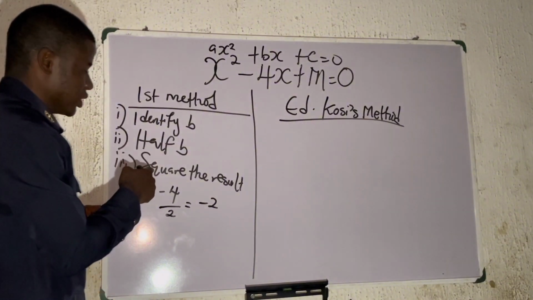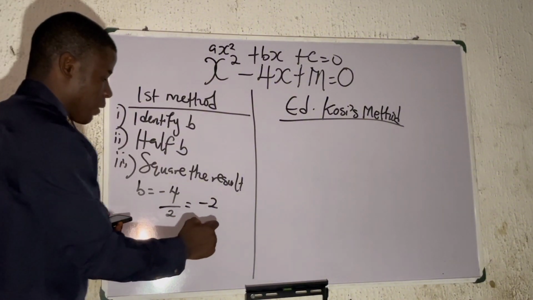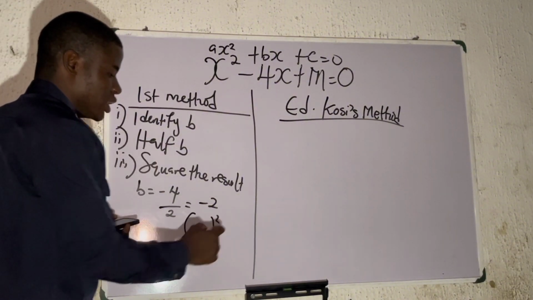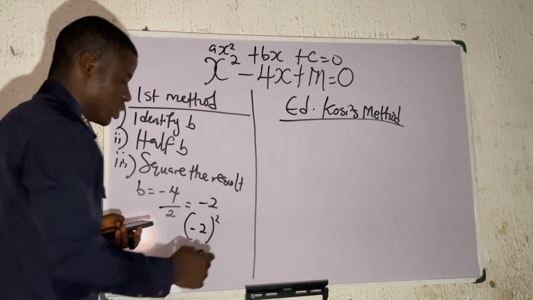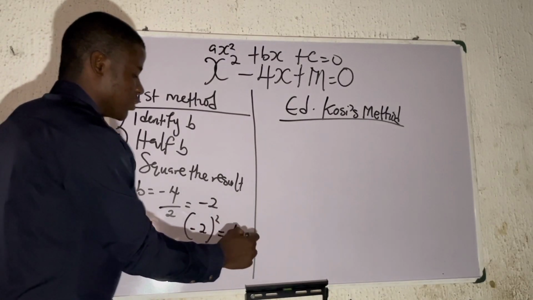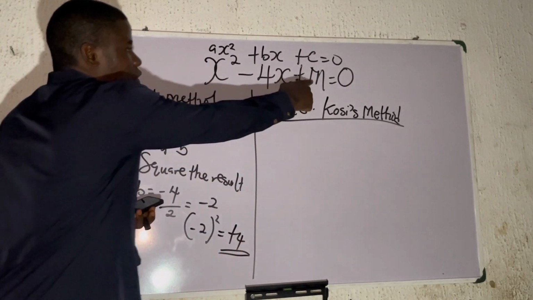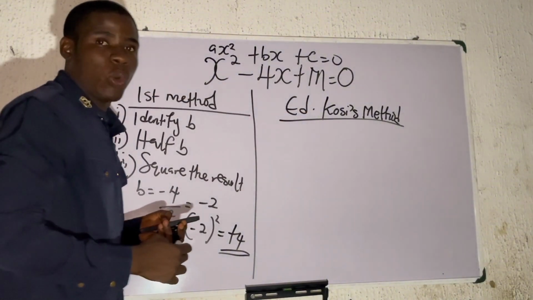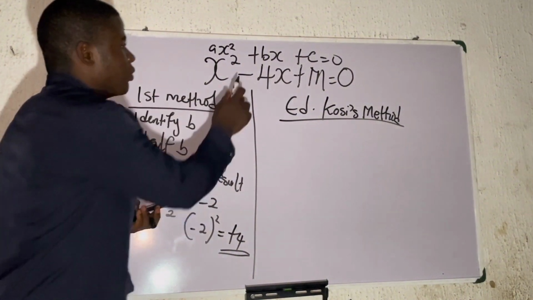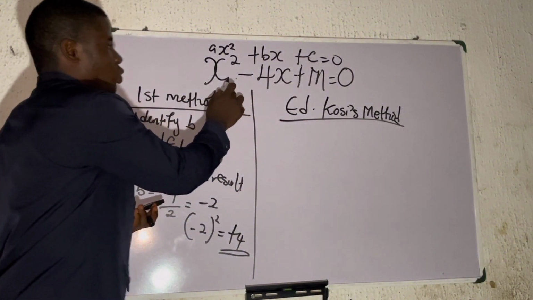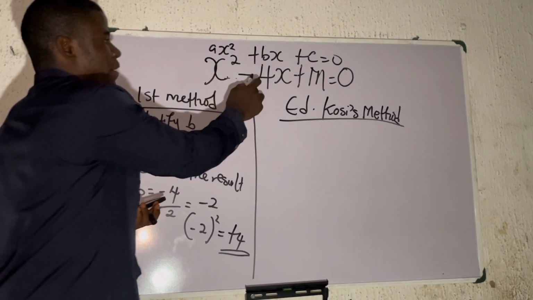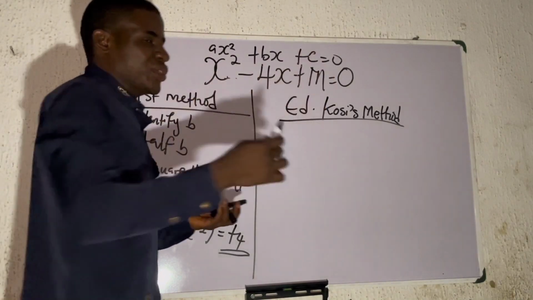The last step says I should square the result. Minus 2 all squared means minus 2 times minus 2. What will it give me? It will give me plus 4. So the value of the constant will definitely be 4. So the quadratic equation, for it to be a perfect square, will occur in the form x squared minus 4x plus 4 is equal to 0.